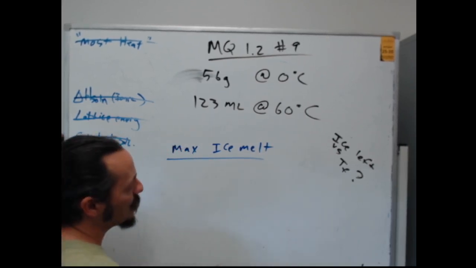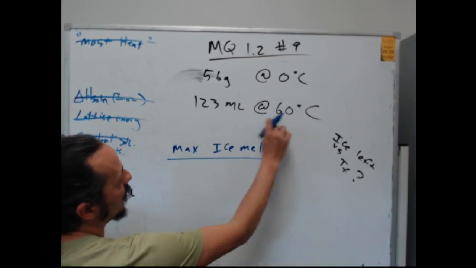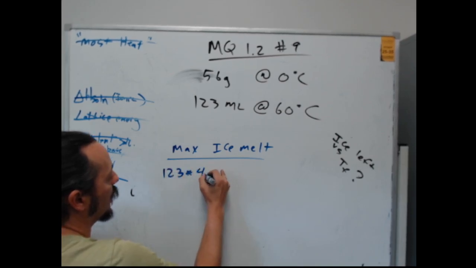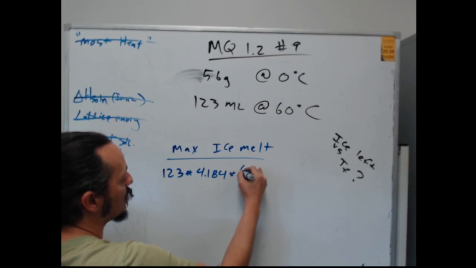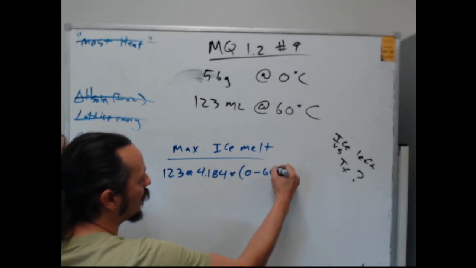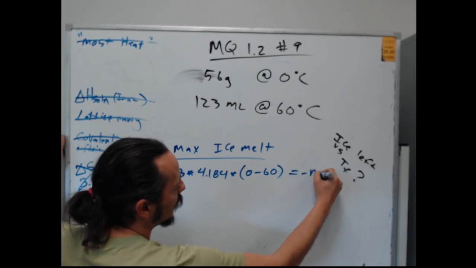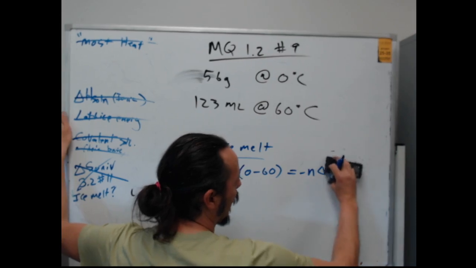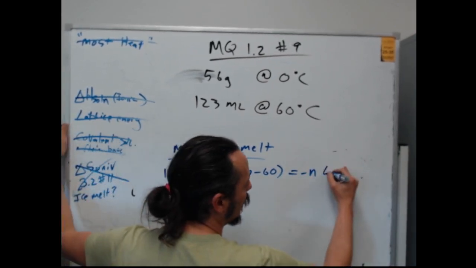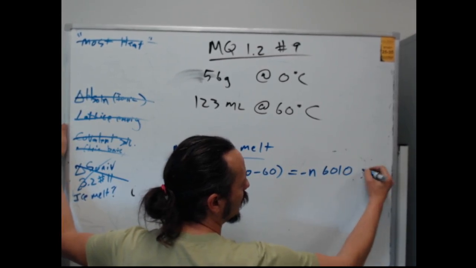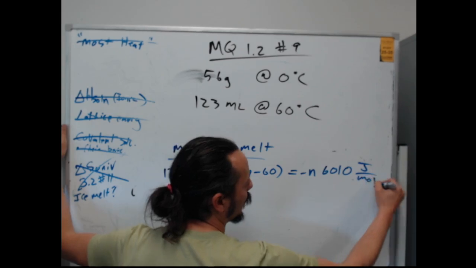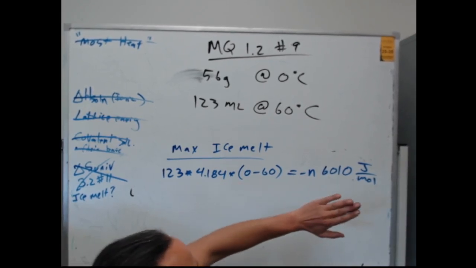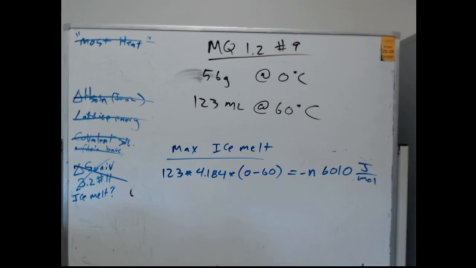I'm going to calculate the maximum amount of ice I can melt. That's going to be 123 times 4.184 times, I would go all the way down to 0 if I'm doing my maximum, and that would be equal to negative n delta H. That would get me my max. Where I know the delta H, I'm just going to put it in joules, is 6010 joules per mole. So this would be my water losing as much energy as possible to figure out how many moles of ice I could melt.